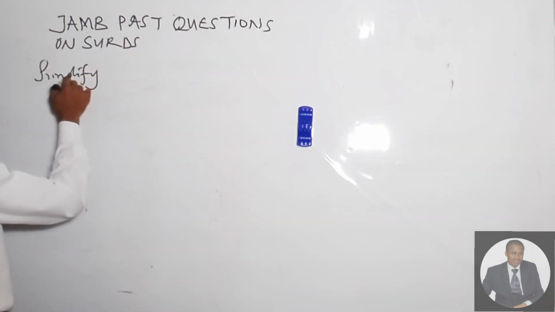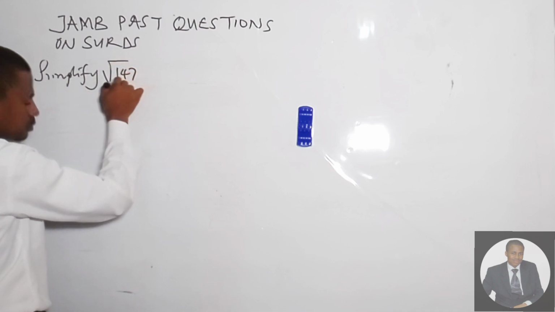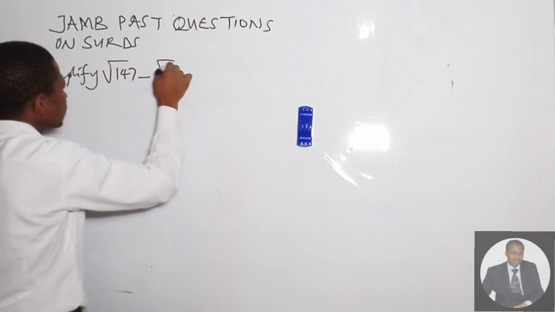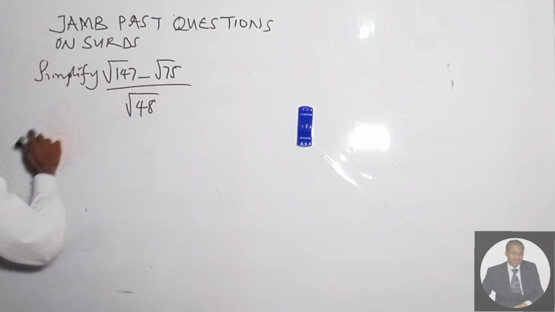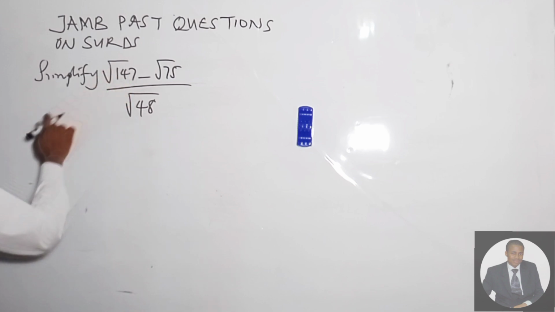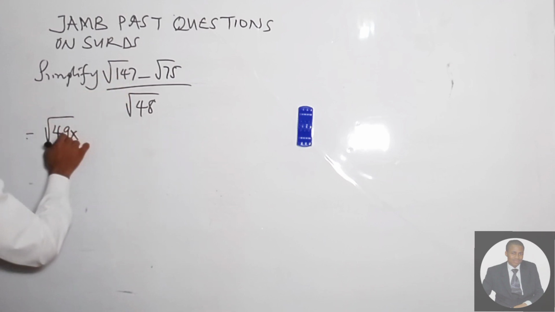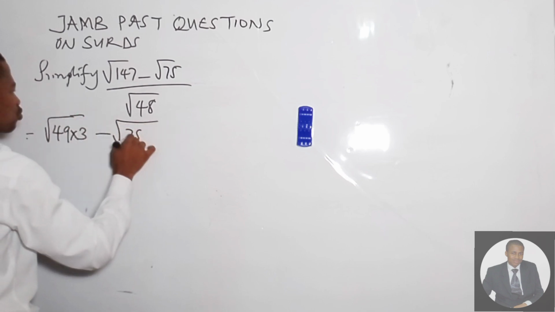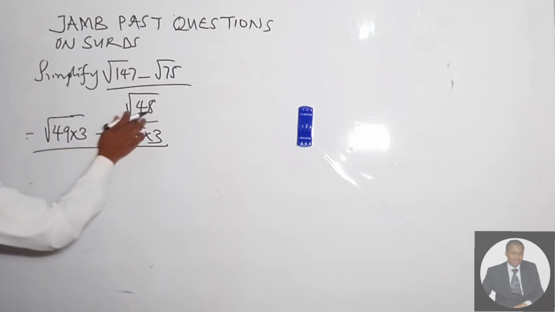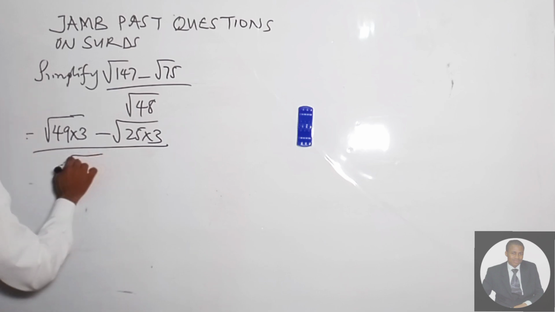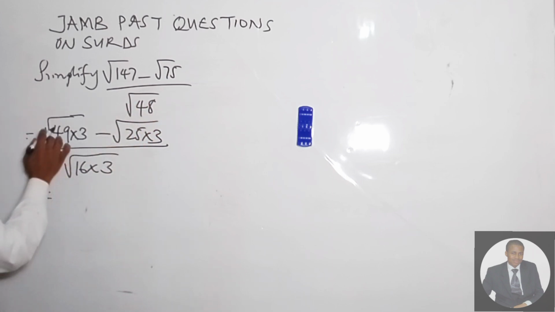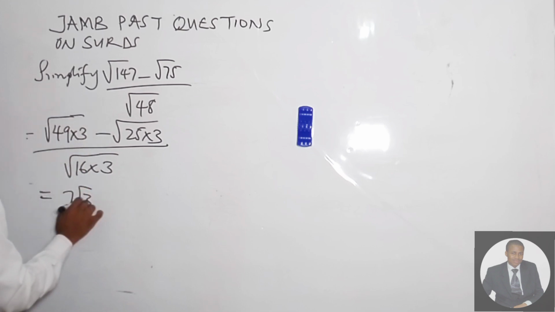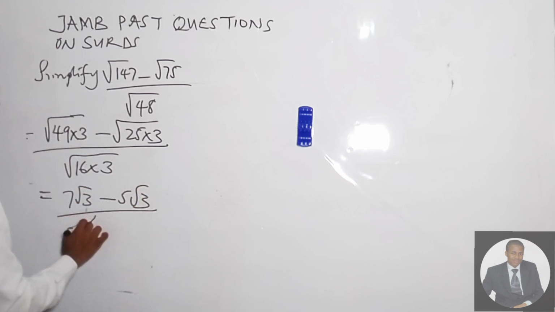Simplify root 147 minus root 75 over root 48. So let's simplify this. Root 147 is root 49 times 3, minus root 25 times 3, over, this is the same thing as saying root 16 times 3. So the square root of 49 is 7. We have 7 root 3 minus 5 root 3 all over 4 root 3.